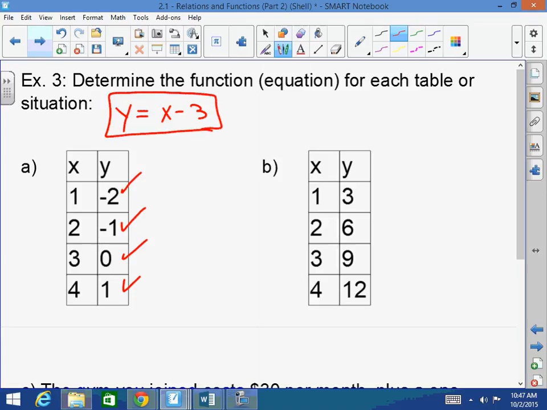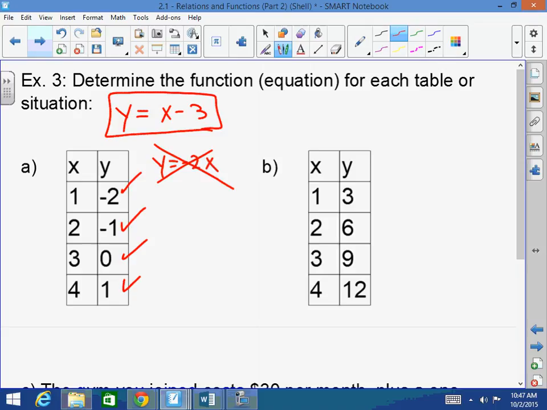That's my function. If someone else thought, well, what about multiply by negative 2? Okay, let's test it. Y equals negative 2x. When x is 1, it equals negative 2. It works. But when x is 2, 2 times negative 2 is not negative 1. That does not work.